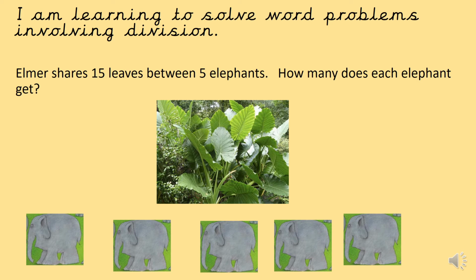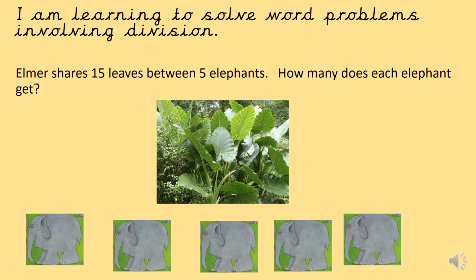Hello everybody, today we're going to be learning to solve word problems involving division. So let's read the first one. Elmer shares 15 leaves between 5 elephants. How many does each elephant get?